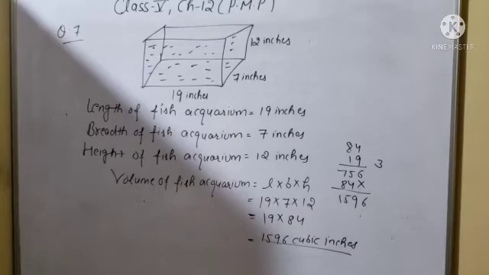Simply, what is given? A fish aquarium is given whose dimensions, length, breadth and height, are 19 inches, 7 inches and 12 inches. You have to find out how much water the aquarium can hold. So simply, if you have to find the capacity of the aquarium, how much it can hold, it means you have to find the volume. For finding the volume, first of all you check the length, breadth and height. After that, the formula of volume will be length into breadth into height.